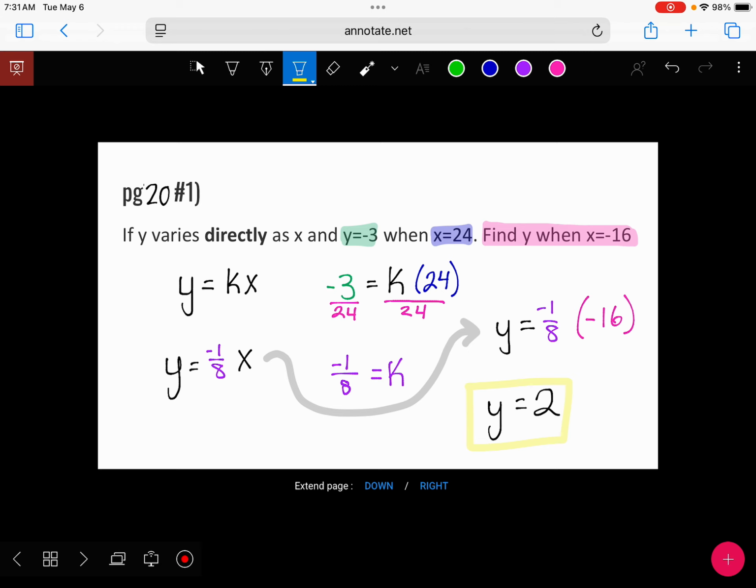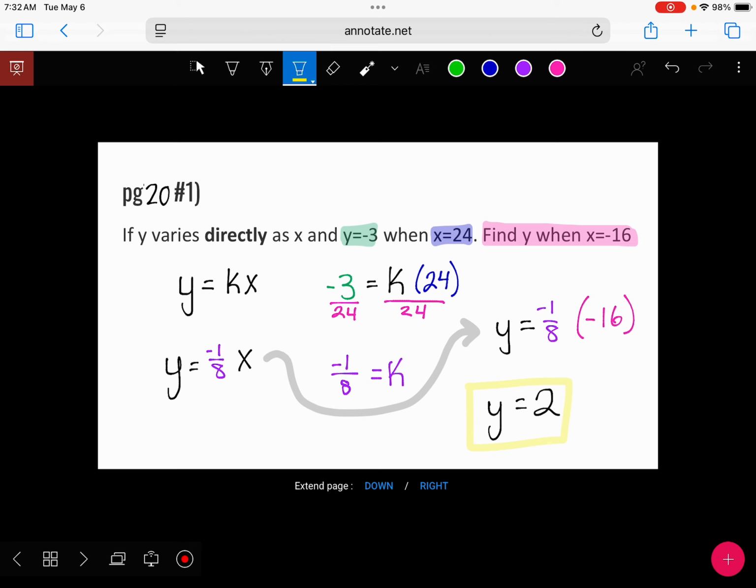Questions on this first one? Yes, dear. Say it again. You're multiplying the negative 16 times the negative 1/8.